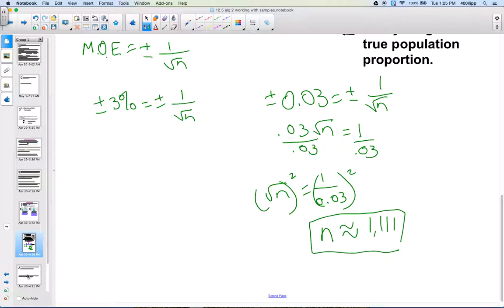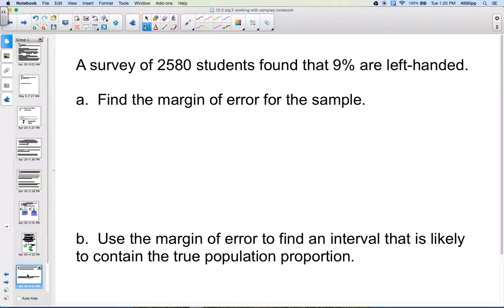Okay, let's try one more here. It says a survey of 2,580 students found that 9% are left-handed. So we want to first find the margin of error. The margin of error we know is plus and minus 1 over the square root of n. And in this case, n is equal to 2,580. So I'm going to go ahead and put in the square root of 2,580.